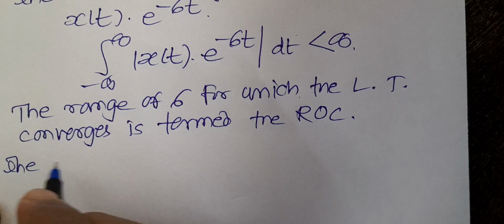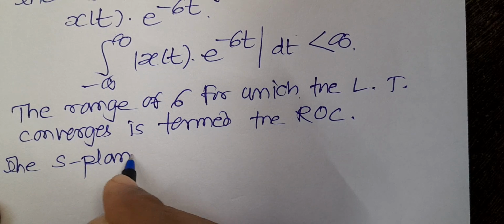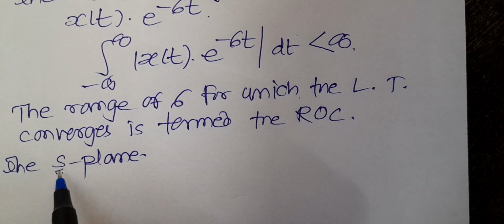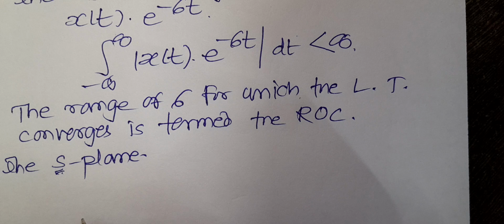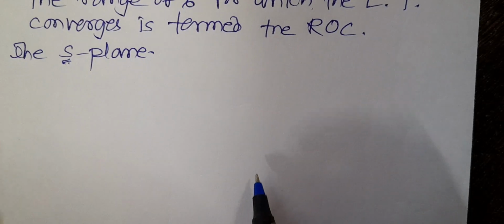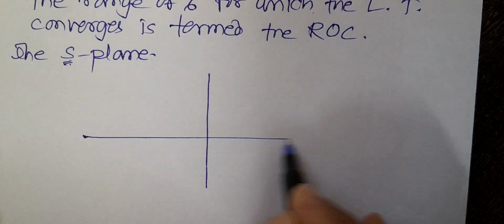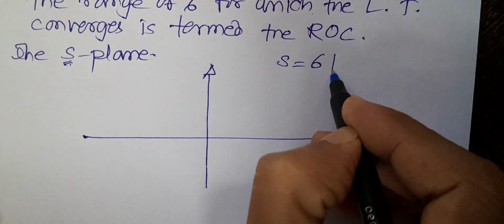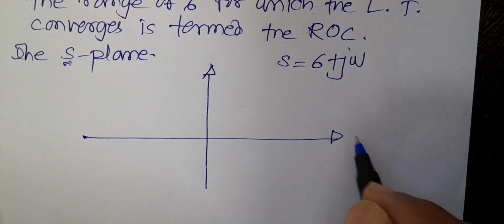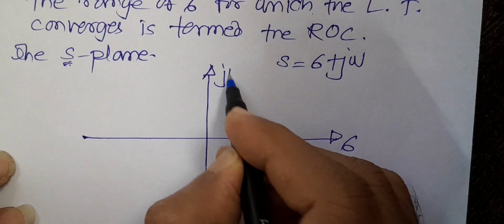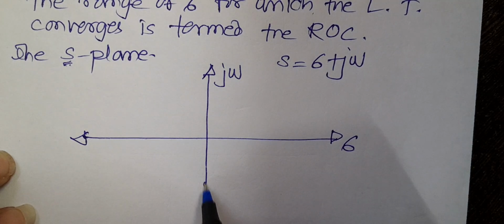Next is the S plane. It is convenient to represent a complex frequency s graphically in terms of the complex plane, and that is termed the S plane. So the S plane is shown like this. Complex frequency s is equal to sigma plus j omega. The horizontal axis is the real part, that is sigma. The vertical axis is the imaginary part, that is j omega.